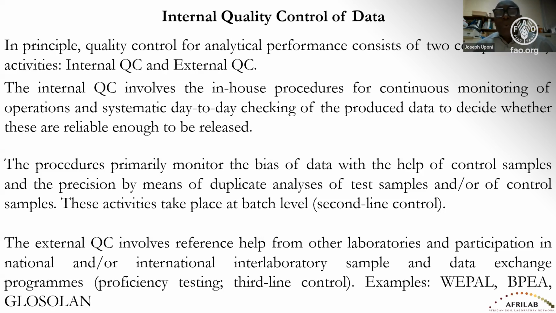There's also the third line control where you make comparisons of different parameters of analysis. You'd expect, for instance, that there's a relationship between your pH and your exchangeable acidity. When you have high pH, you don't expect much exchangeable acidity. So if you are getting contrary readings like that, you can always query and go and find out what is happening.